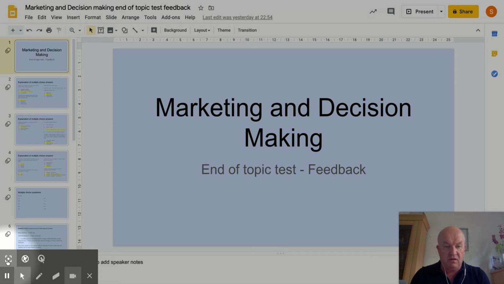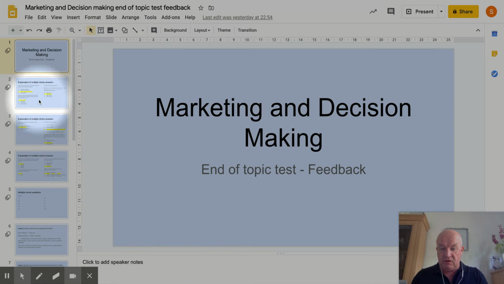This will take a similar format to the operations example that we went through recently. In this case, it's to do with marketing and decision making. I'm going to split it in two. I'm going to look at the multi-choice questions first, and then we'll look at the longer questions on the second narrated PowerPoint.